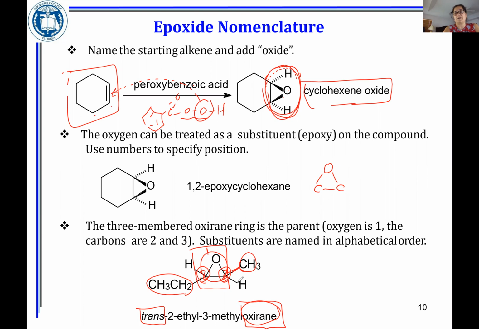So you could name it as oxyran, or you could name it from the original compound that has been prepared, as cyclohexene oxide, as an example. Or if you have an alkene, let's say you have 2-butene, and then say oxide. That would be another naming for this molecule.